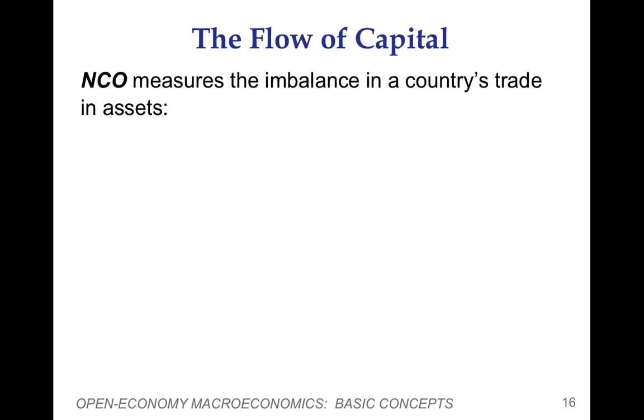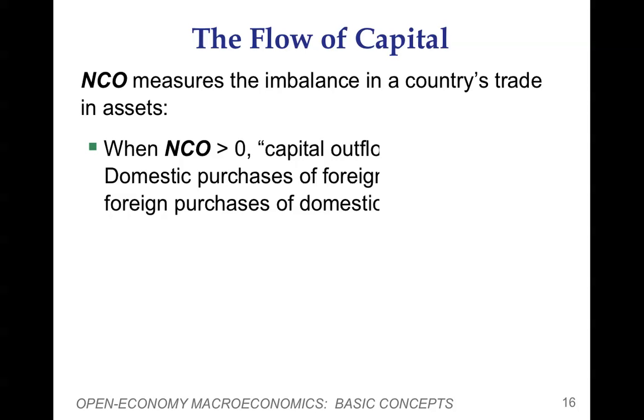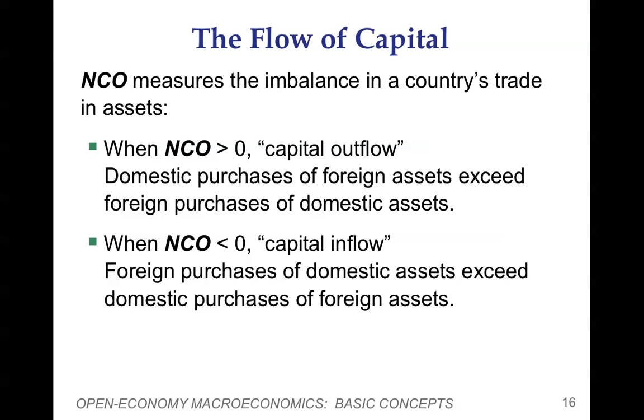Now, NCO, or net capital outflow, measures the imbalance in a country's trade in assets. When NCO is greater than zero, there's a capital outflow, so domestic purchases of foreign assets exceed foreign purchases of domestic assets. When NCO is less than zero, there's a capital inflow: foreign purchases of domestic assets exceed domestic purchases of foreign assets.